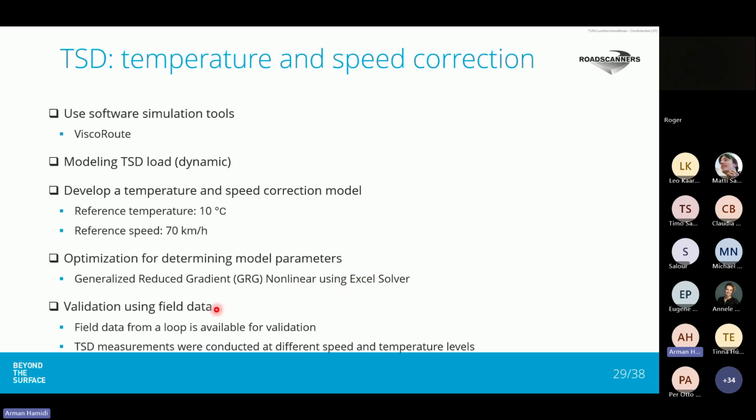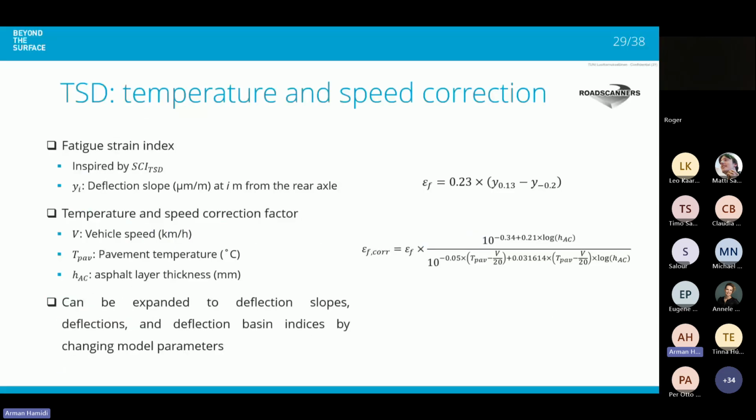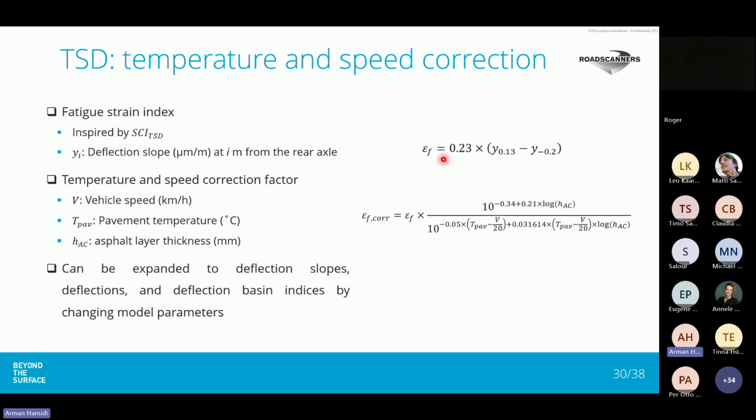And in the validation phase, we are currently working on this part, a loop in Finland. We considered a loop in Finland, and we conducted TSD measurements at different temperature and speed levels. We are still working on analyzing data from this loop to see how we can use it for validating our model. So we developed a parameter known as fatigue strain index, which is determined based on deflection slopes, and developed this temperature and speed correction for this fatigue strain index.